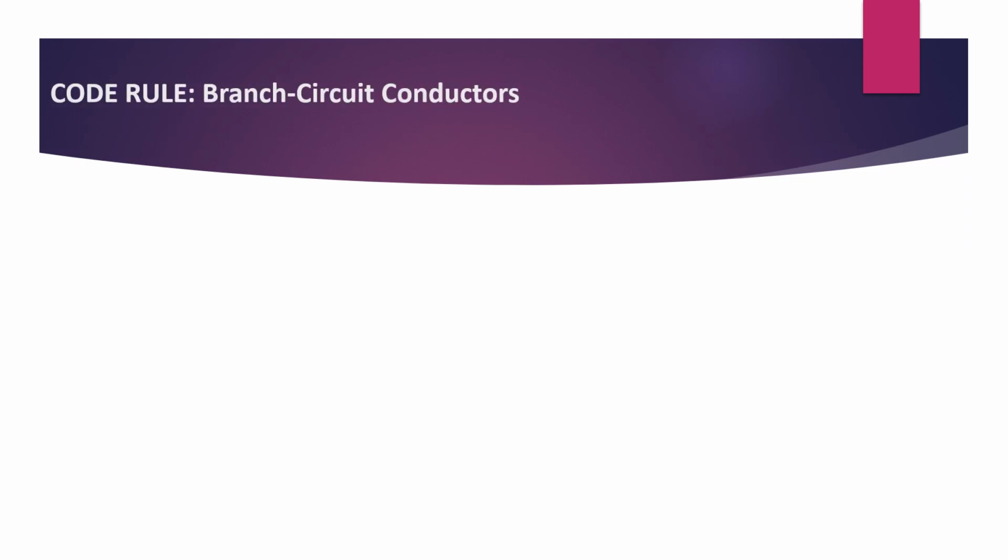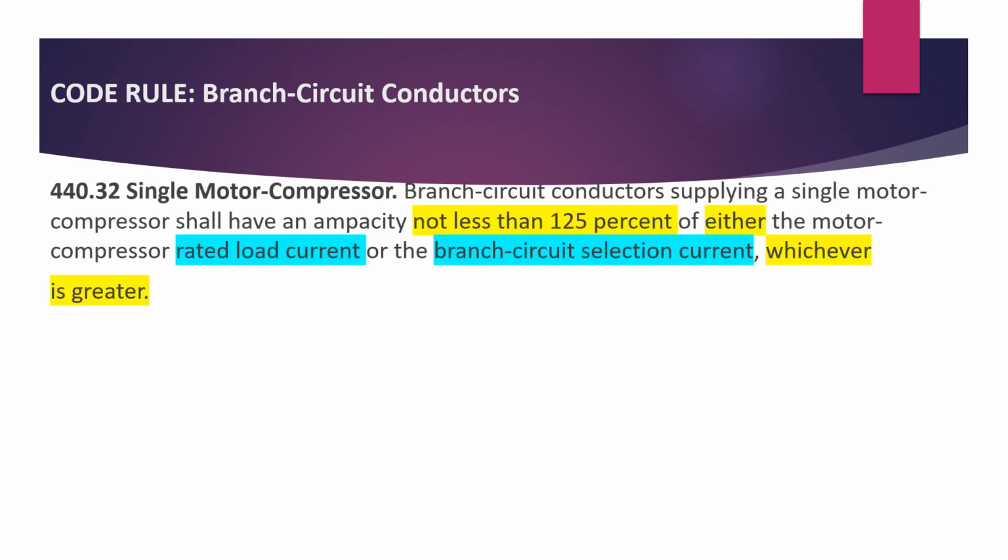So this is the code rule for the branch circuit conductors. For a single motor compressor, the code says branch circuit conductors supplying a single motor compressor shall have an ampacity not less than 125% of either the motor compressor rated load current or the branch circuit selection current, whichever is greater.